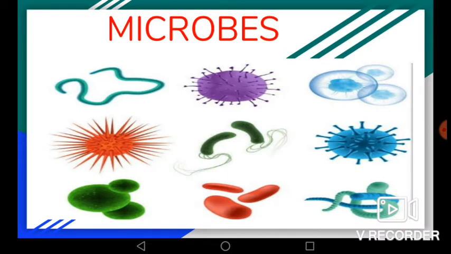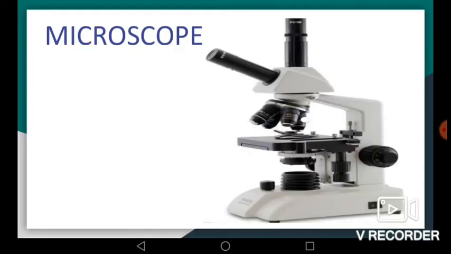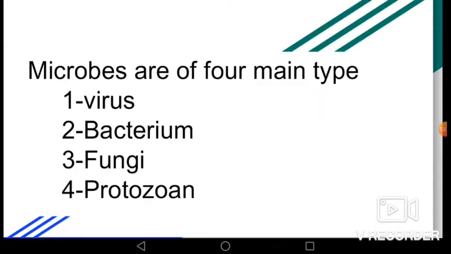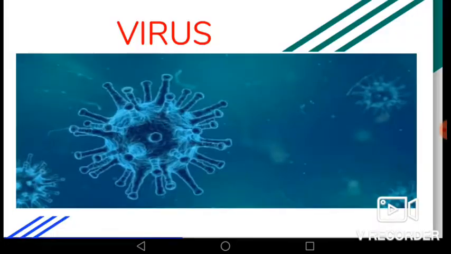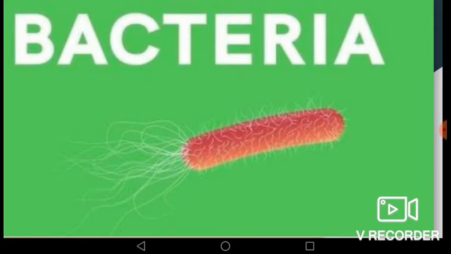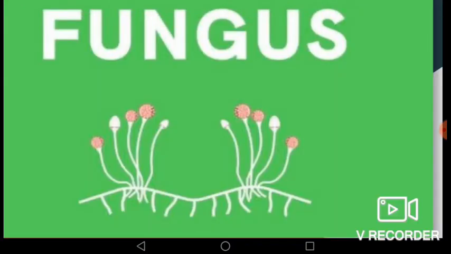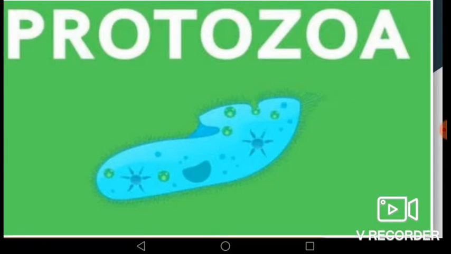Now let's revise the topic microbes. Microbes are very small living things that cannot be seen with the naked eyes. They can be seen only with the help of an instrument called microscope. Microbes are of four main types, which are virus, bacteria, fungus or fungi, and the last protozoa.